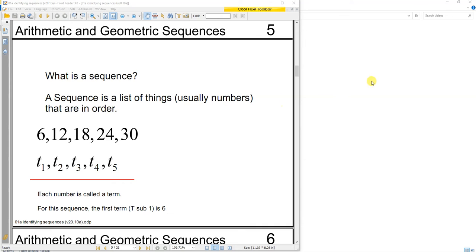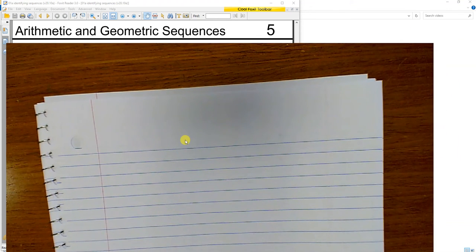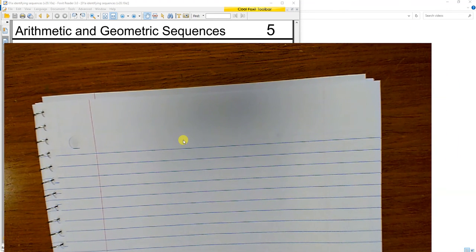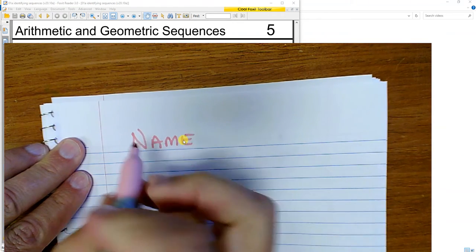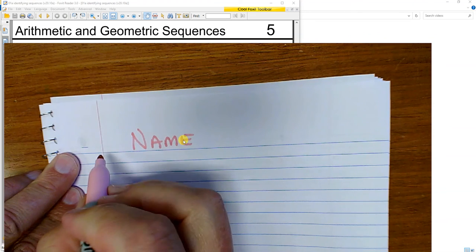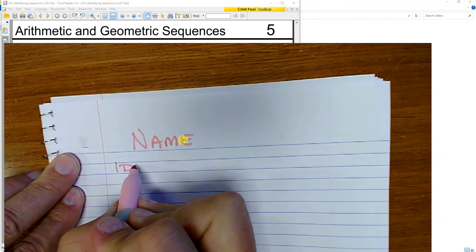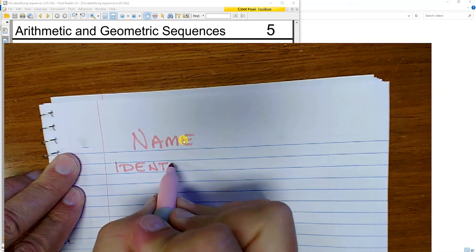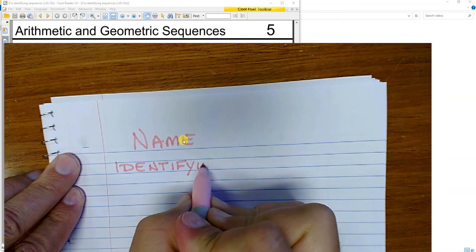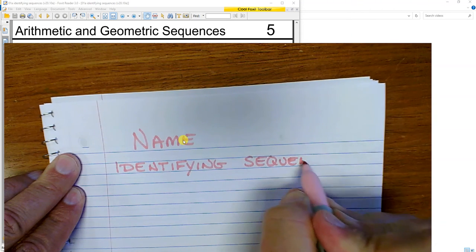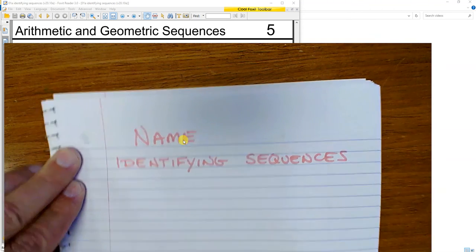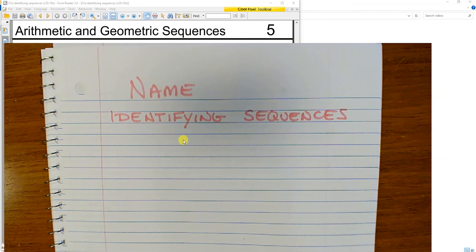So let's start with our title here, which is identifying sequences. That's going to be our official title for today. So in your notes, let's start with your name, and the title is identifying sequences. I think we're good with the word identifying, hopefully.